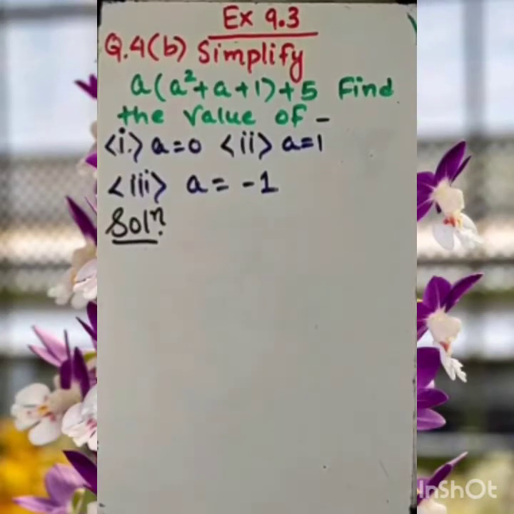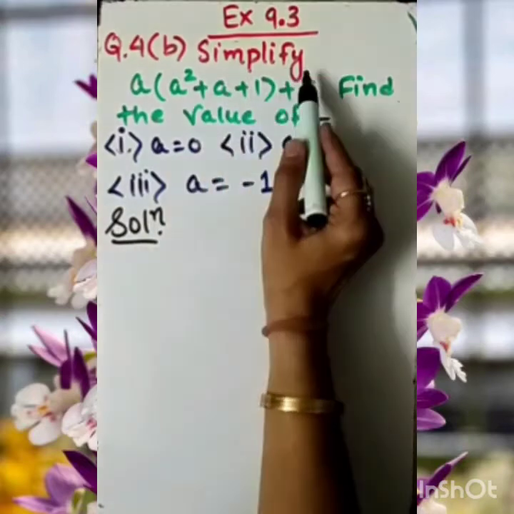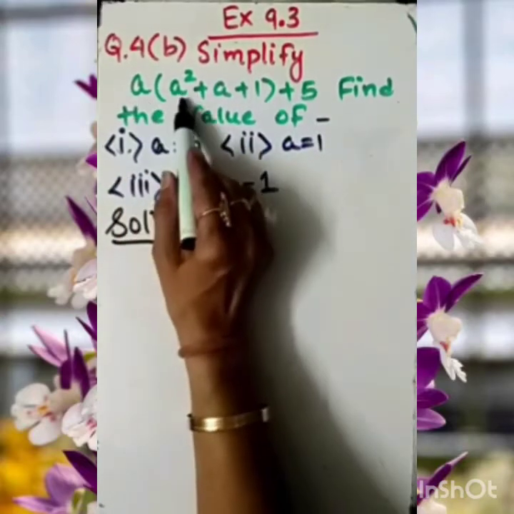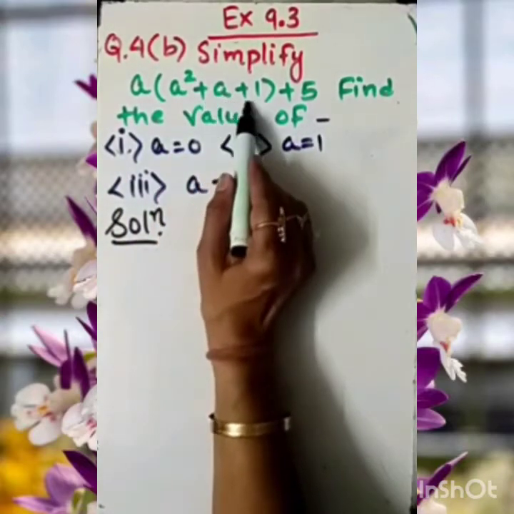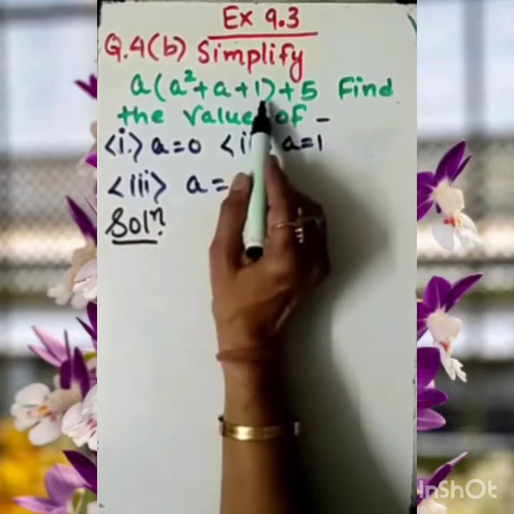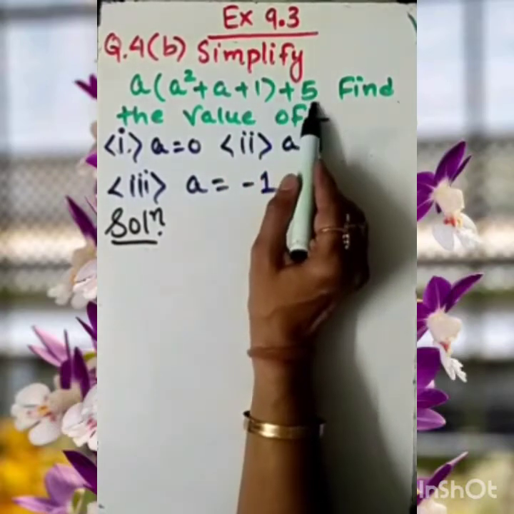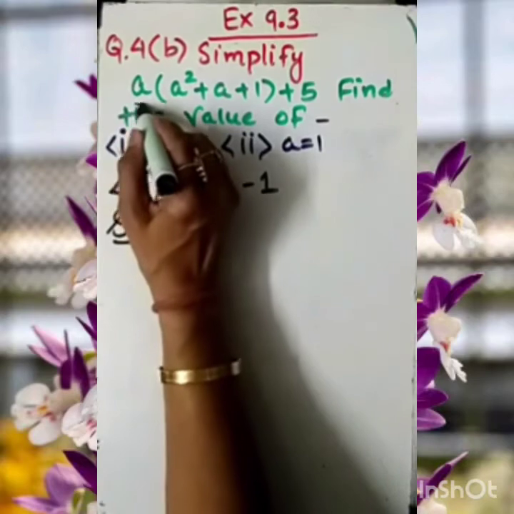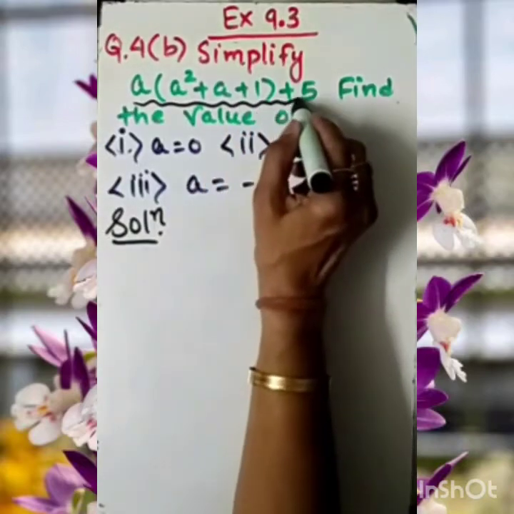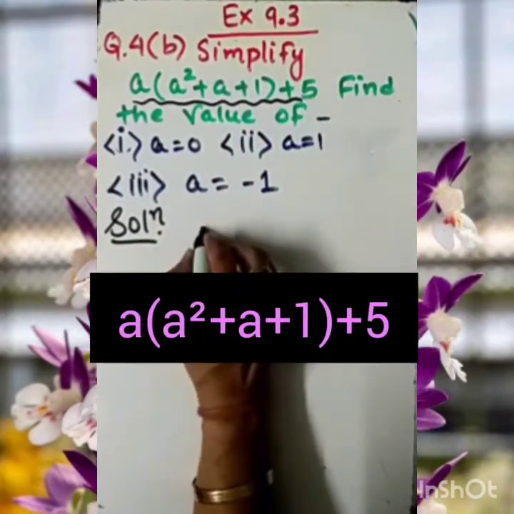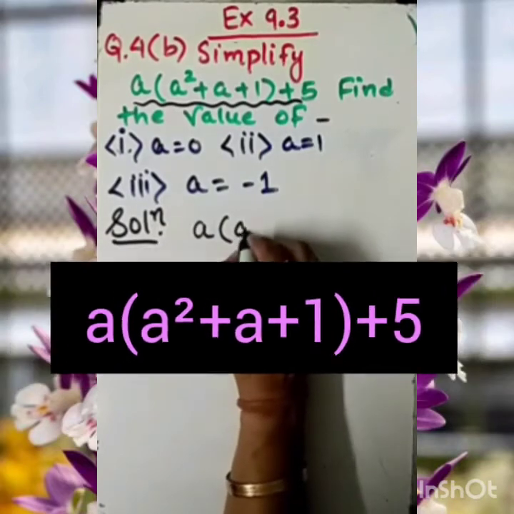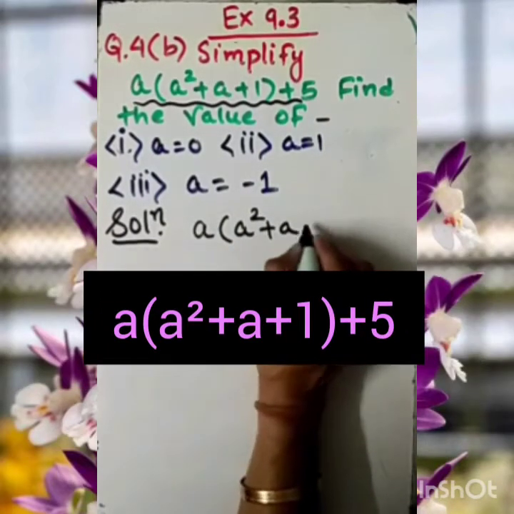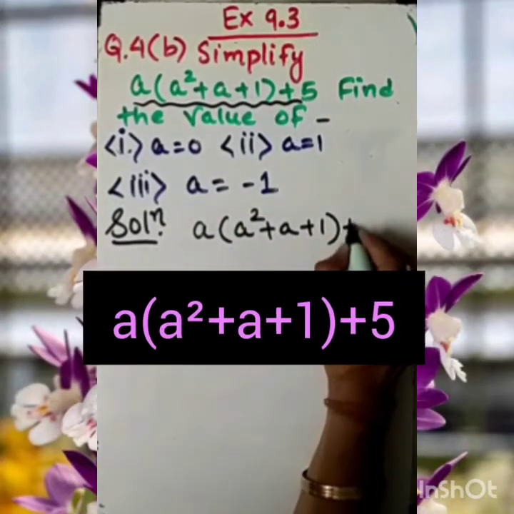Exercise 9.3, question number 4, part B. Let me read the question. Simplify a(a square plus a plus 1) plus 5. This is the algebraic expression, and we are given the expression. First of all, I am writing the same here: a(a square plus a plus 1) plus 5.